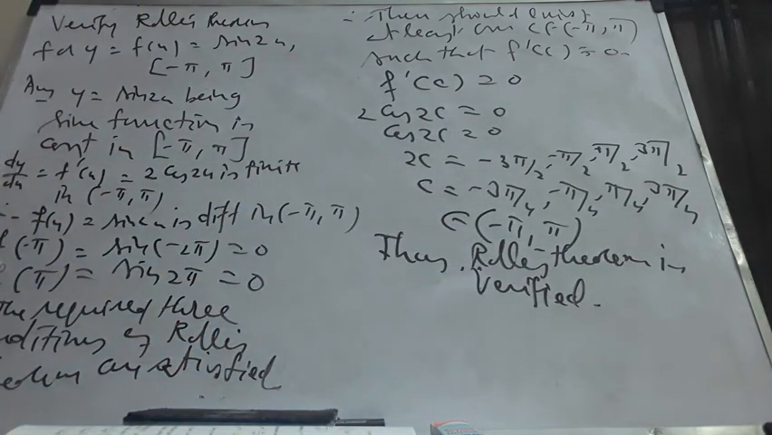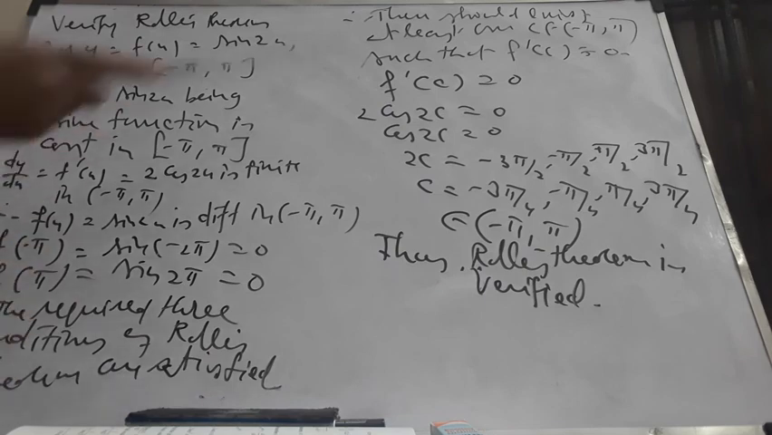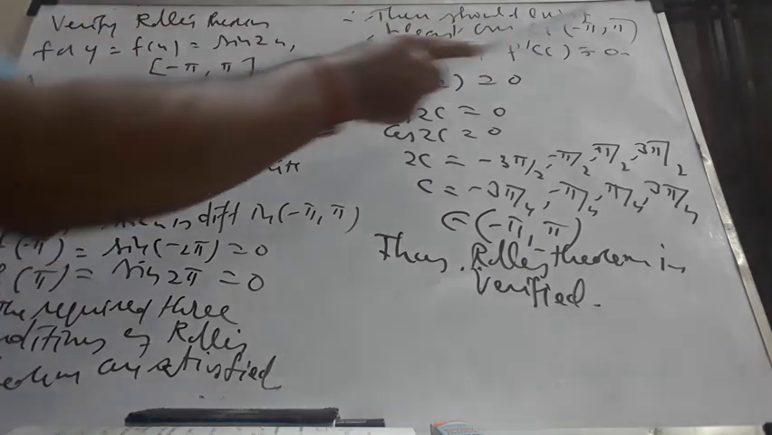We just repeat the whole process. Y equal to sine 2x, being a sine function, is continuous, or the sine function is continuous, 2x being a polynomial function is continuous, sine 2x being a composition of continuous functions is continuous. F dash of x, 2 cos 2x, is a finite quantity in the open interval, therefore the function is differentiable. Then f of minus pi: at every multiple of pi, sine is 0. This is 0, this is 0. F of minus pi is 0, f of pi is 0. Now the required 3 conditions of Rolle's theorem are satisfied. There should exist at least one c so that f dash of c is 0.